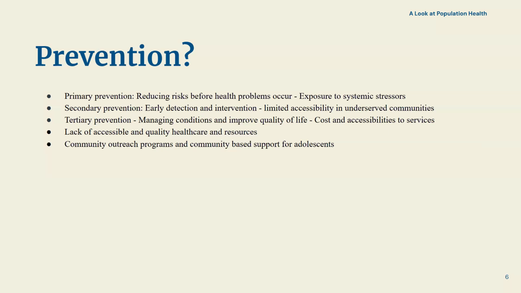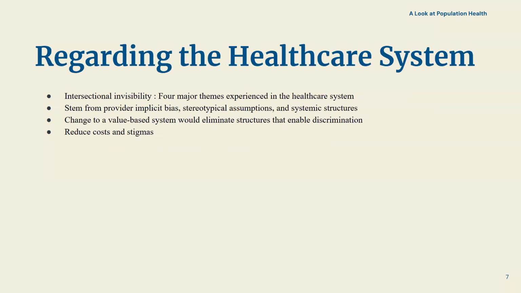Secondary prevention relies on the accessibility of clinics and professionals. Lack of funding in underserved communities grants challenges. Tertiary prevention and management are equally as important. When resources are limited, affordable community-based support is vital for management. Overall, there's a lack of accessible and quality healthcare in low-income communities, which affects all levels of prevention. Community support and outreach programs are essential in benefiting those in low-income and underfunded communities.